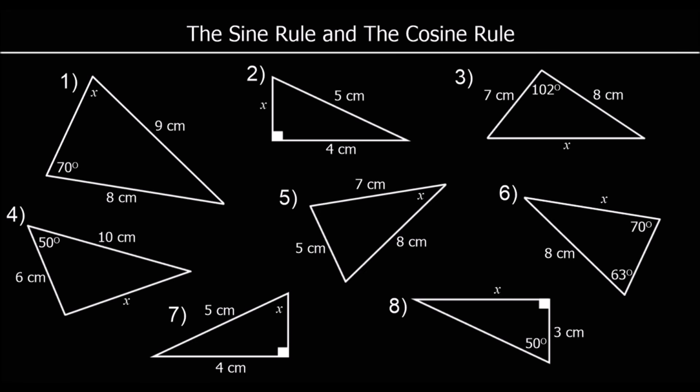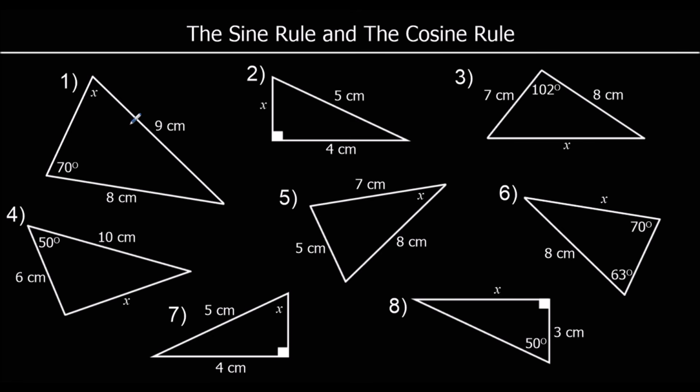We need to be able to identify when we use the sine rule and when we use the cosine rule. Here I've got 8 different triangles. Take a look at these triangles and try to decide which one's a sine rule, which one's a cosine rule, and which ones are neither of them. Okay, let's look at the first one.